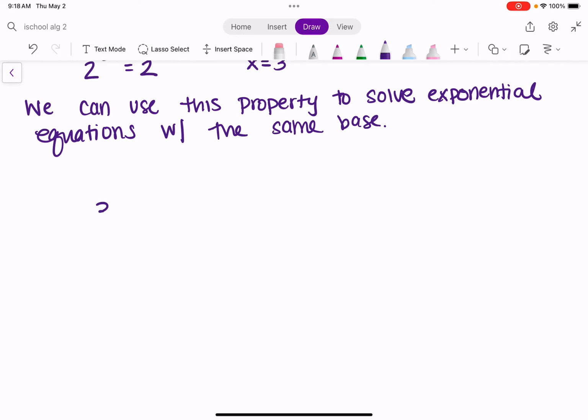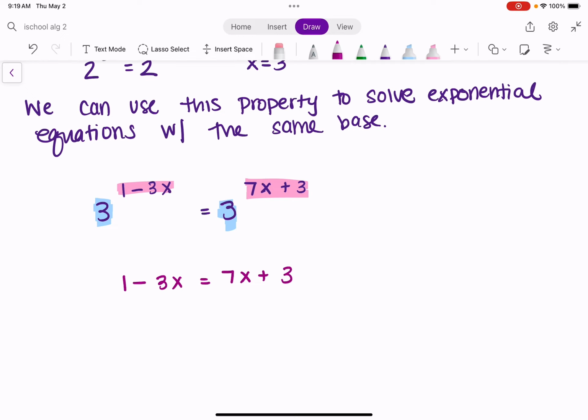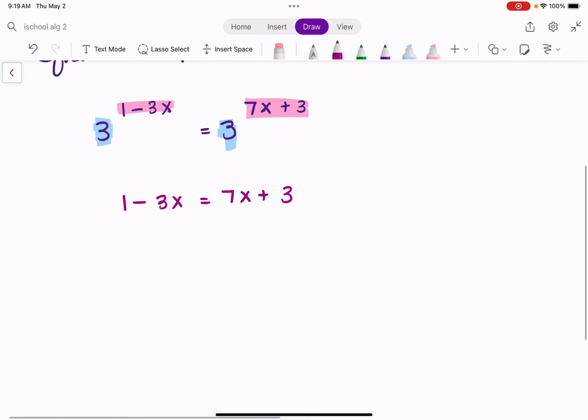Let's say I have 3 to the power of 1 minus 3x equals 3 to the power of 7x plus 3. Well, we know that if the bases are the same, that means the exponents must be equal to each other. So we can actually create an equation, and this equation is setting the exponents, 1 minus 3x, equal to each other. So 1 minus 3x equals 7x plus 3. Now from here, I can just solve the equation.